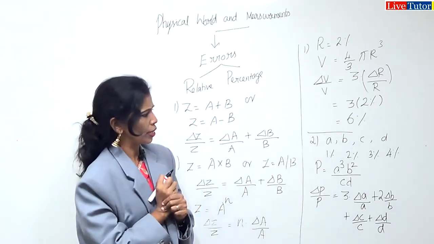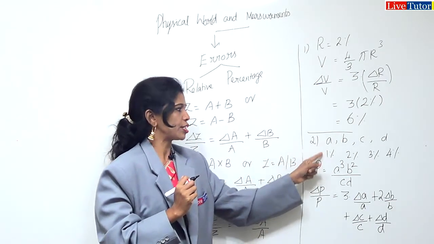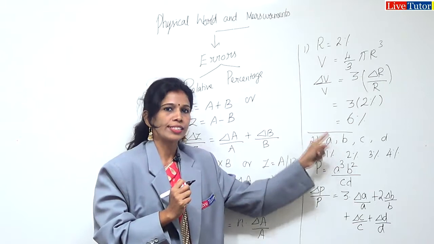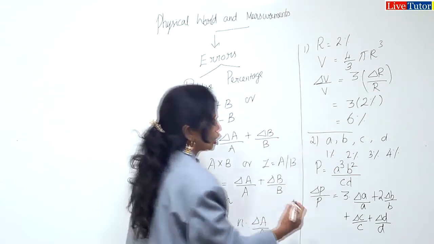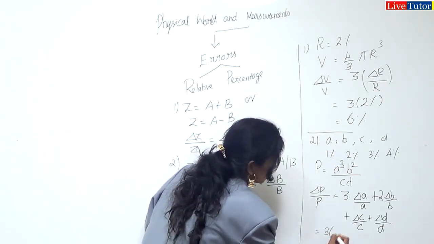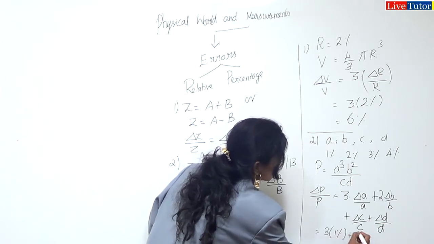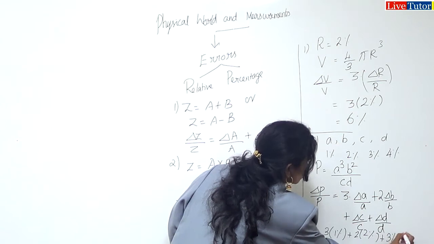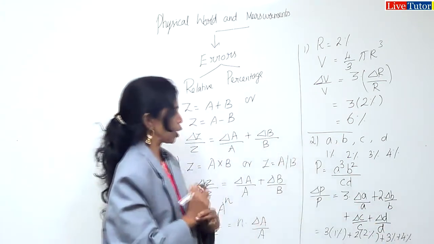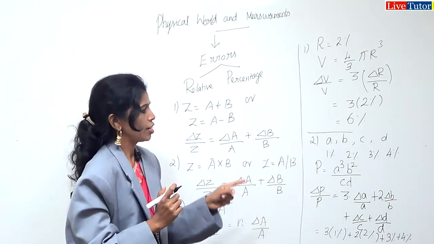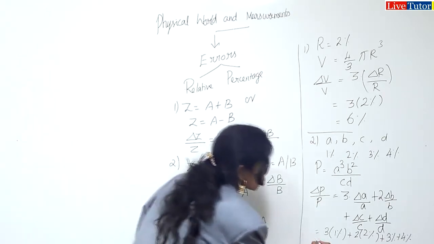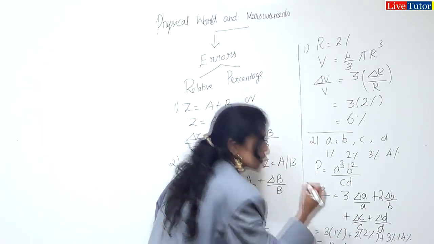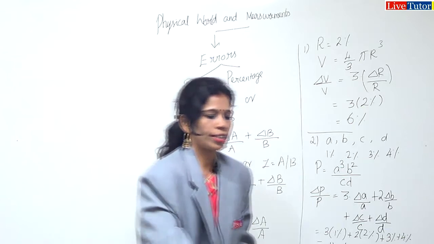Now what will be the next step? Already the percentage errors for A, B, C and D are given. Now we can calculate this: 3 into 1% plus 2 into 2% plus 3% plus 4%. So now 3 plus 4, 7, 10, 14. So the solution is 14%. Okay, the next one.